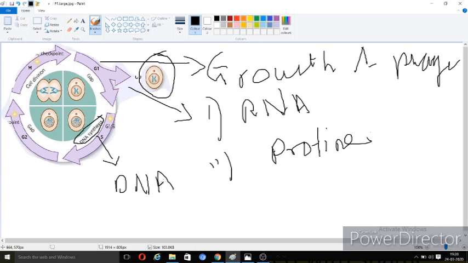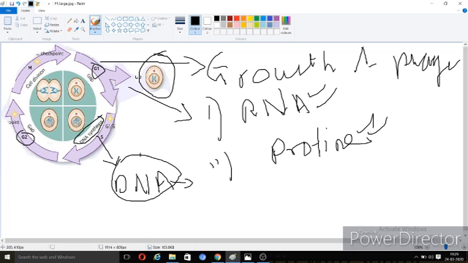As we understand, for the cell to produce new cells, they have to produce RNA and they have to produce protein, as in the previous video. So where are this RNA and protein produced? The RNA and protein are produced in the G1 phase and also in the G2 phase. In the S phase, of course, RNA and protein will also be produced, but another new thing is that they will start producing DNA. This makes it different from the others.